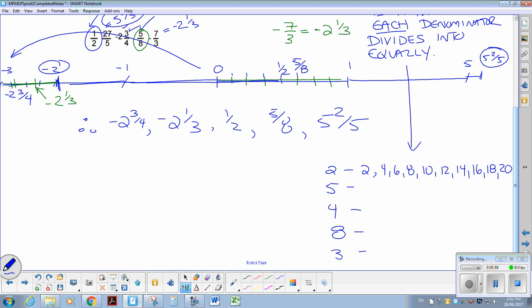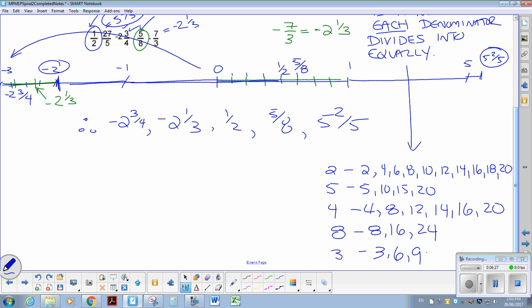Let's hope that's enough. Going up by 5s, 5, 10, 15, 20. The other one only went up to 20. Let's go up by 4s, 4, 8, 12, 16, and 20. Going up by 8s, 8, 16, 24, and of course that one's not very friendly. 3, 6, 9, 12, 15, 18, 21. So we have to continue these numbers on and on and on until we reach a number that is common to each one of them.